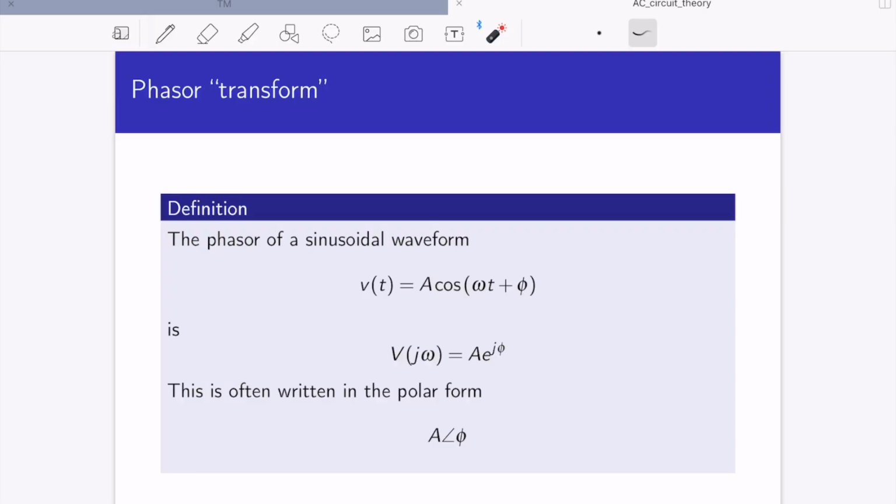V of j omega equal to A e to the j phi, where A is the amplitude of the cosine waveform and phi is the phase angle of that waveform. Omega is typically a constant and is always the same for a given power system. We then can write this definition using a shorthand notation often called polar form or phasor form, where we just write A is the magnitude and then a symbol for angle and then provide the angle, in this case, phi.